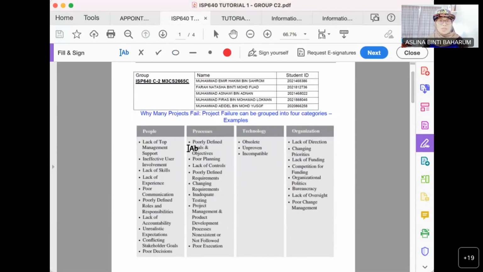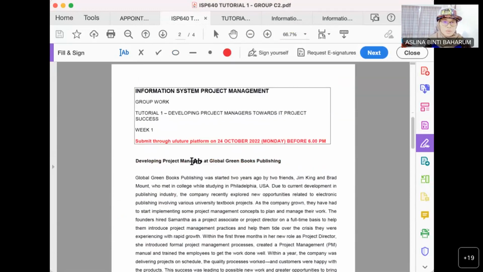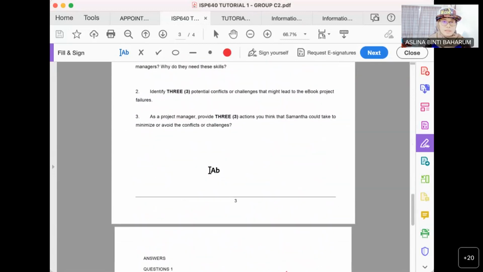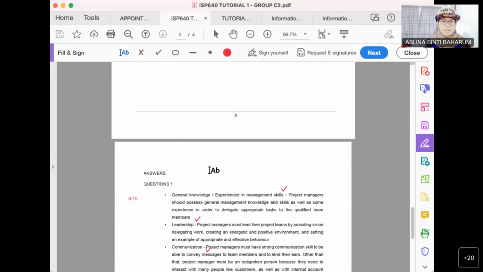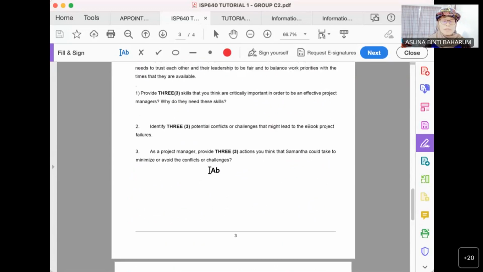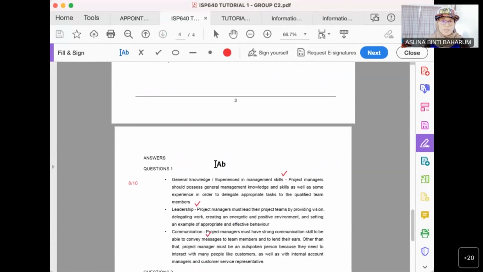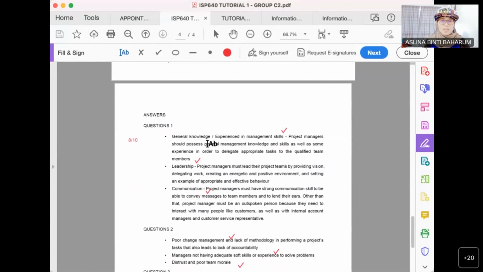Group C2, you need to read through the case study and there are 3 questions. First question is to provide 3 skills. So actually the question is skills, potential conflict or challenge, and then action. The answer is already in the lecture note, that's how you find out. First question is skills. General knowledge, management skills, yes. Leadership, yes. Communication skill, yes.